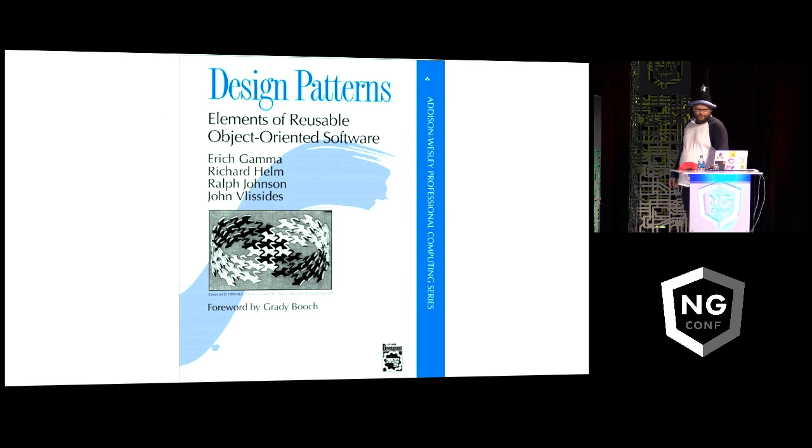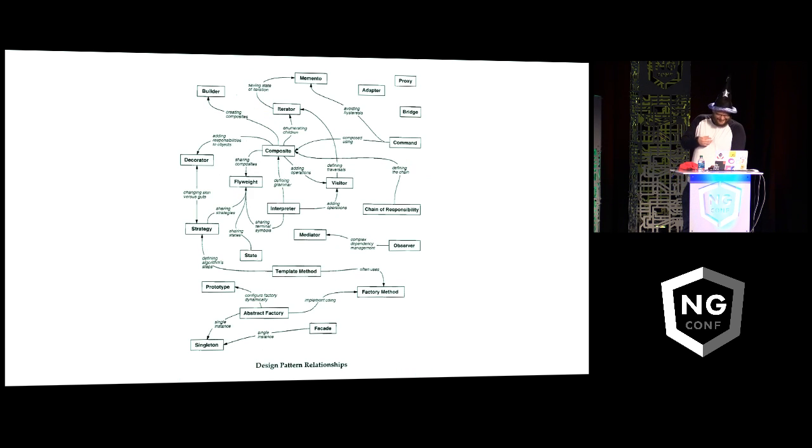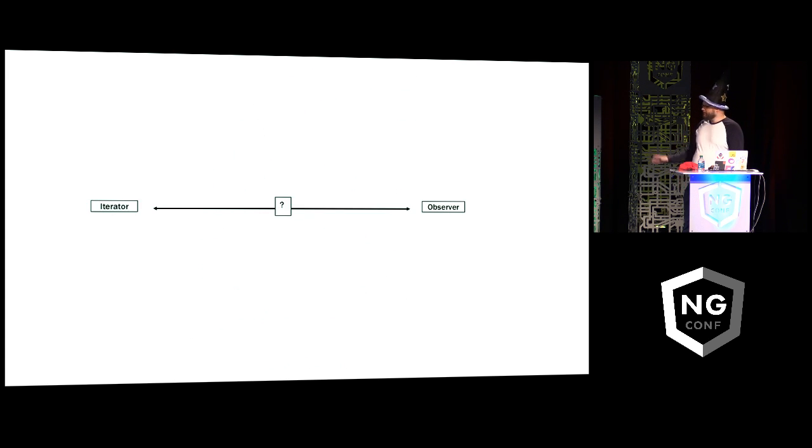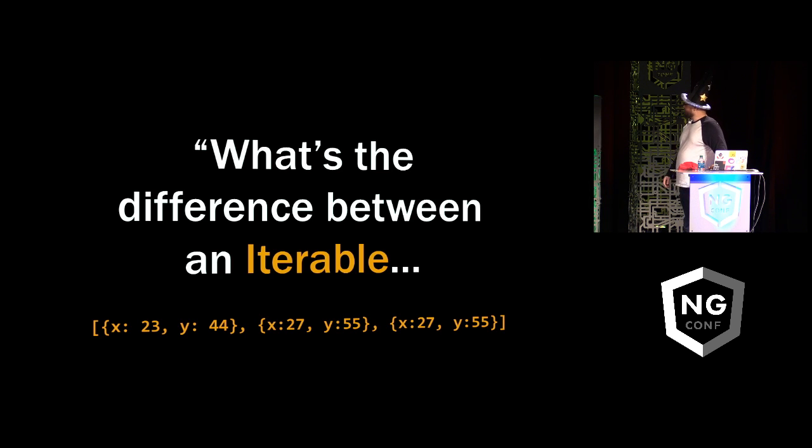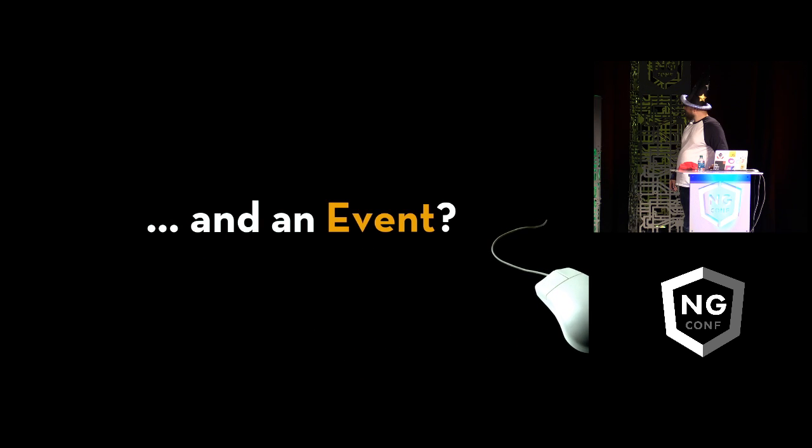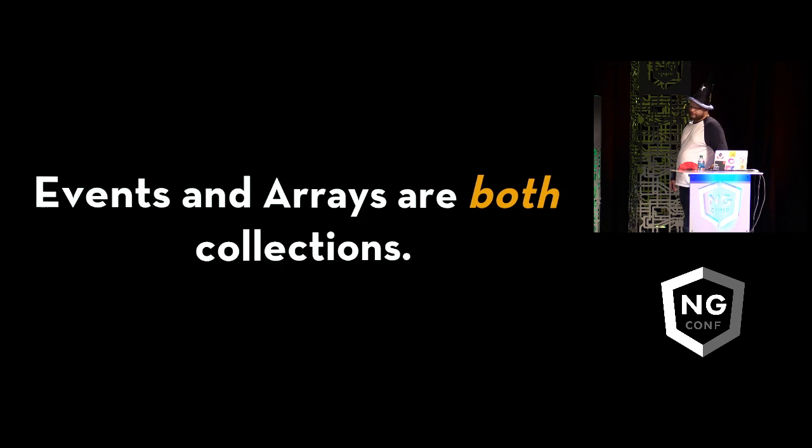So back in 1994, I don't know how many people were born back then, but there was this book of the Gang of Four. And iterator and observable were 2 of those patterns, but they were never connected. But let me ask you this. What is the difference between an iterable, what we see here, of just simple coordinates, and an event? And I'd like to say that absolutely nothing. They're both collections of some sorts. Arrays are simply collections in memory, and events are collections over time.